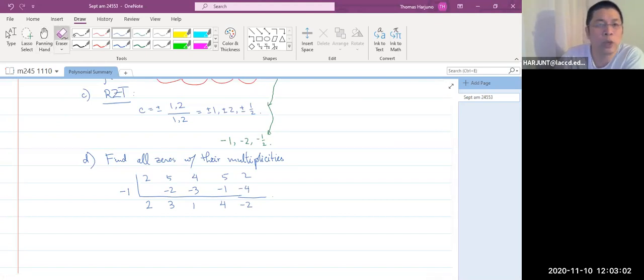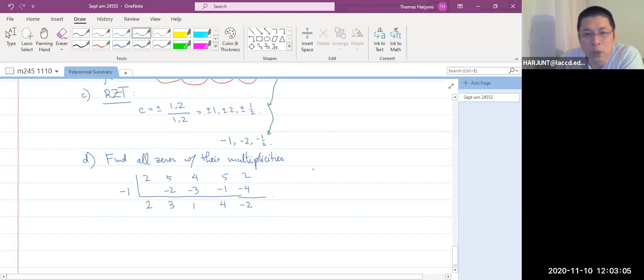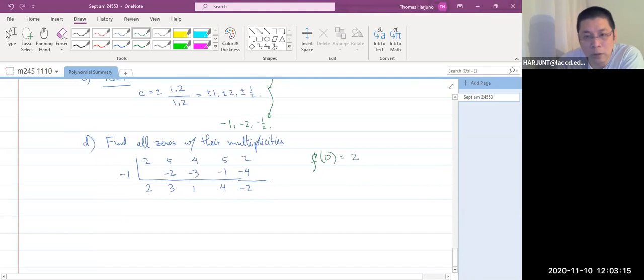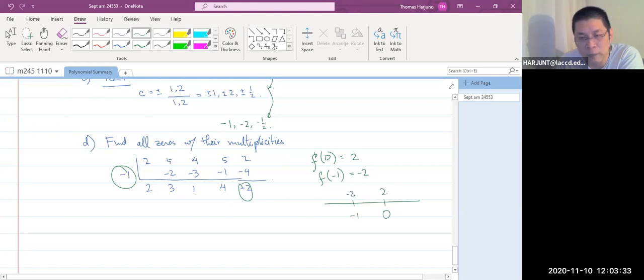But wait. Hold on. What is f(0)? What is the y-intercept? The y-intercept is the constant 2, right? And from here, we actually learn something new. From here, f(-1) is -2. So take a look. When x equals 0, that's positive. When x equals -1, that's negative. According to the intermediate value theorem, there must be a zero in between.